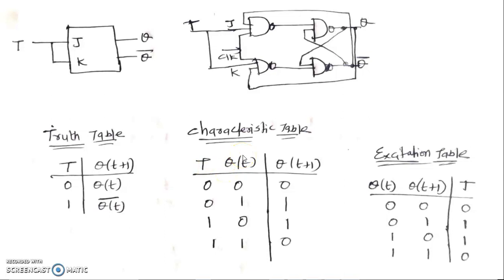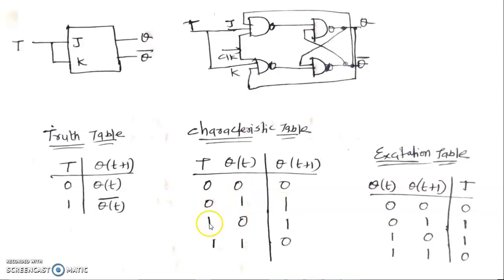The characteristic table is represented as: what is the output if I apply this input and it is in this state? If I am applying 0 input and it is in 0 state, what is the output in this case? That can be represented using the characteristic table here. So T I am applying 0 means whatever the previous state, that is 0, that should be reproduced at the next state also. So it is 0. T is equal to 0 means the same thing will appear in the next state also. So that's why it is 1.